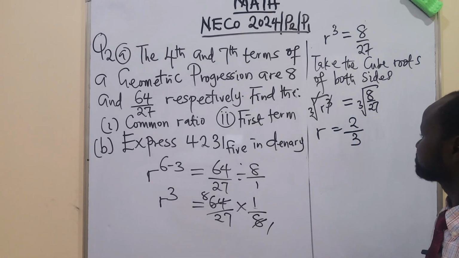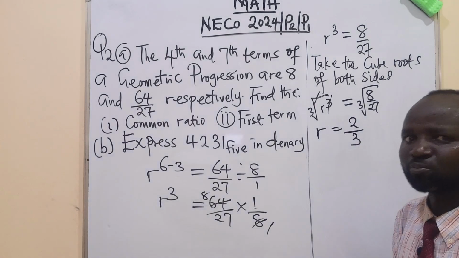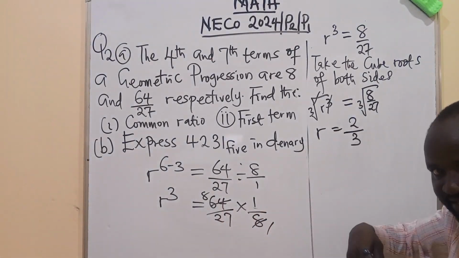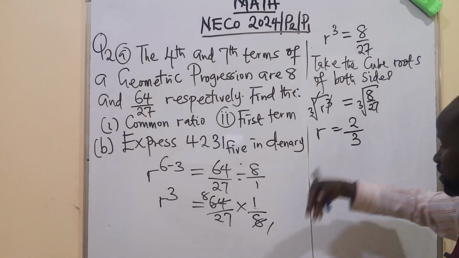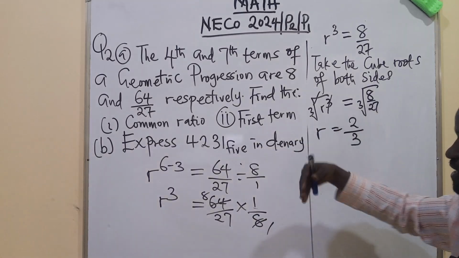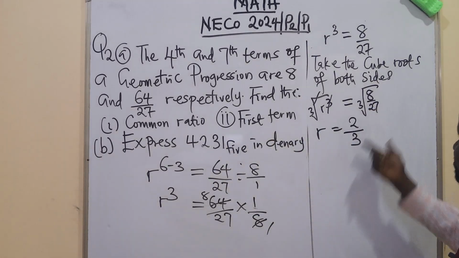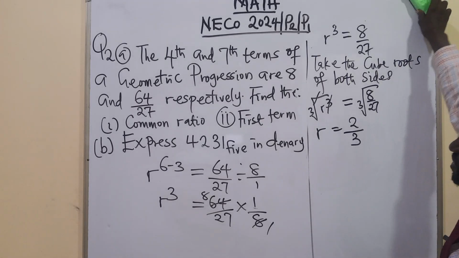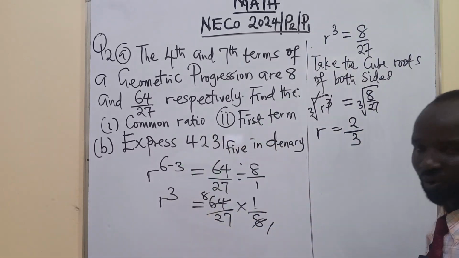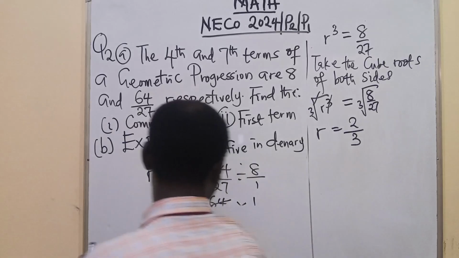Cube root of 8 means: what is the number that you multiply in 3 places by itself to give you 8? It is 2. 2 times 2 times 2 is 8. 3 times 3 times 3 is 27. So the common ratio is 2 divided by 3. So this is the solution to Roman numeral 1. Let's move to Roman numeral 2.